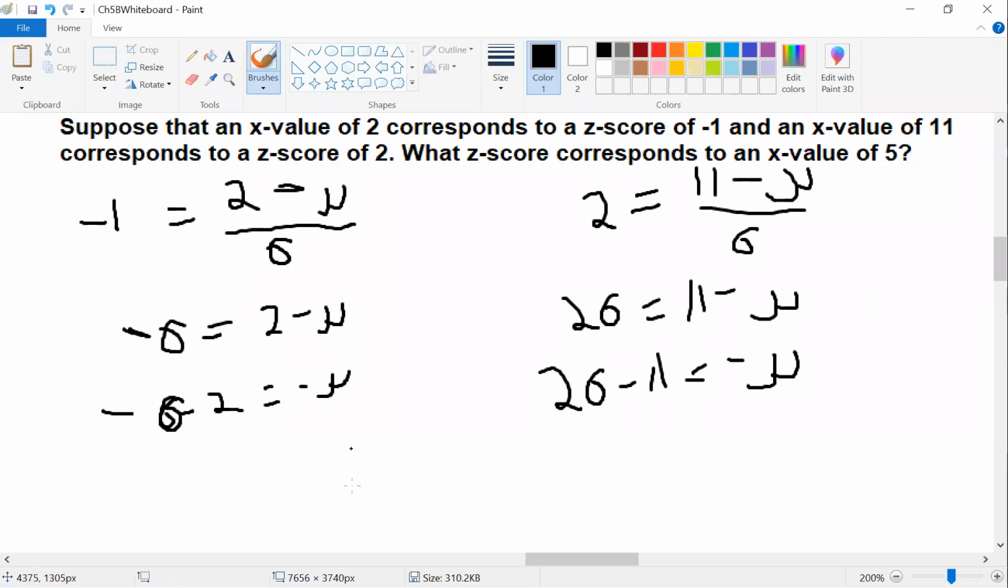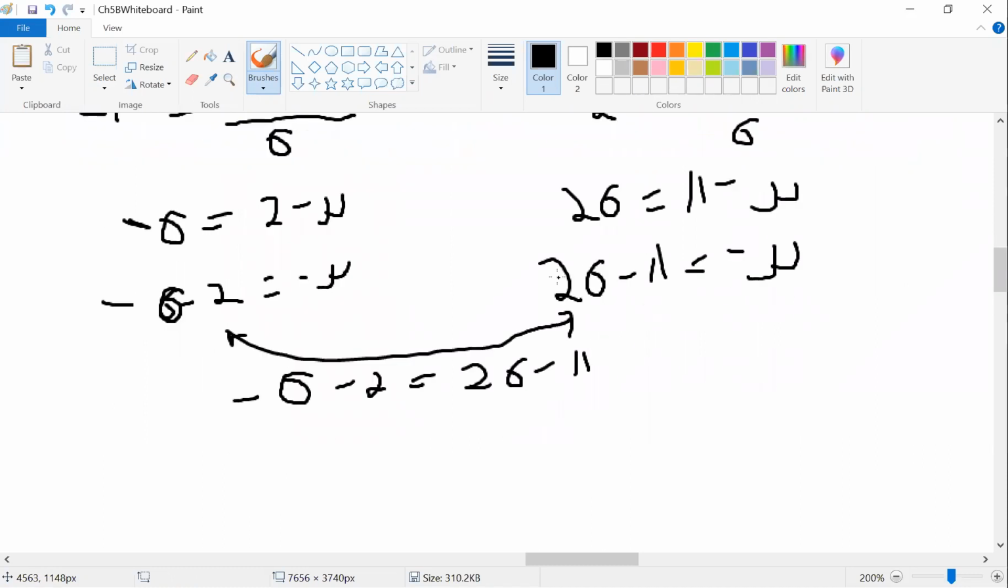We can now equate the same side of the equation. So therefore, these are equal. So negative sigma minus 2 is equal to 2 sigma minus 11. Let's add 11 to both sides. Negative 2 plus 11 is 9. Add sigma to both sides, 3 sigma, divide by 3. 3 is our value of sigma. Now we can plug this back into either of them. You can pick whichever one you want.